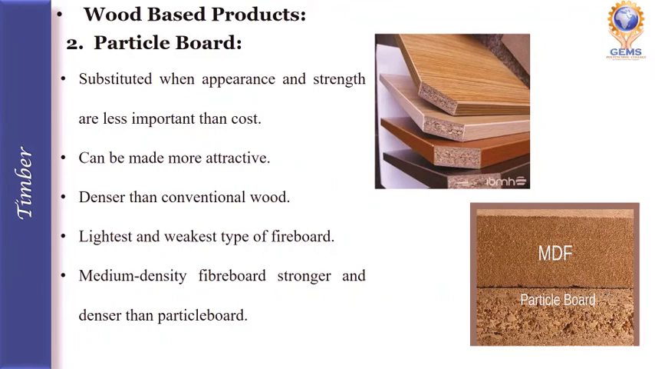Particle boards are substituted for conventional wood and plywood when appearance and strength are less important than cost. These particle boards can be made more attractive by painting or by the use of wood veneers that are glued on the surface that will be visible to us. Though particle board is denser than conventional wood, it is the lightest and weakest type of fiberboard. Medium density fiberboard and hardboards, also called high density fiberboards, are stronger and denser than particle boards.